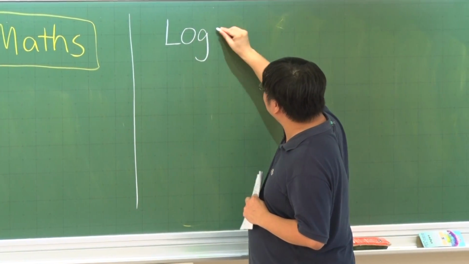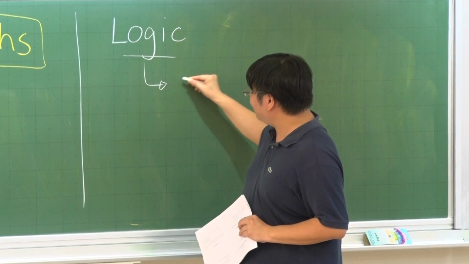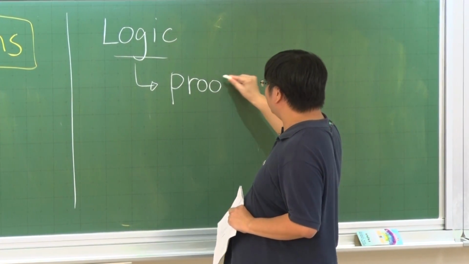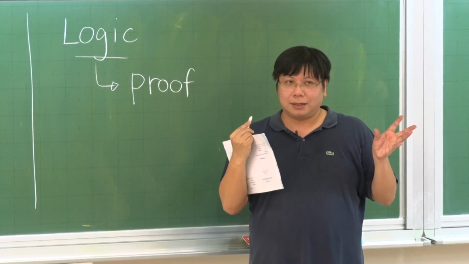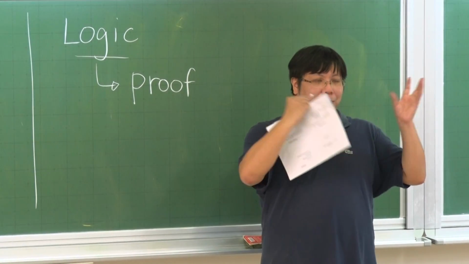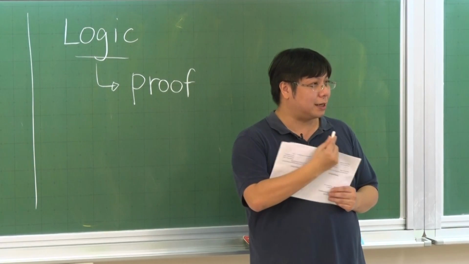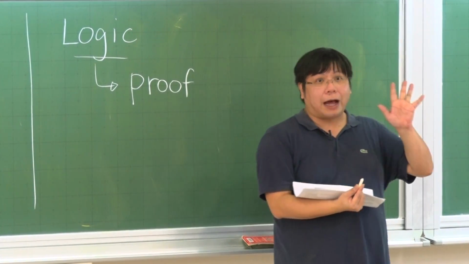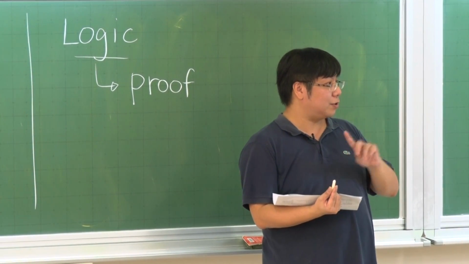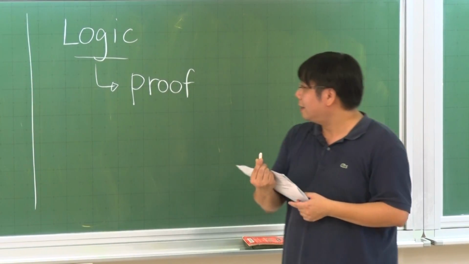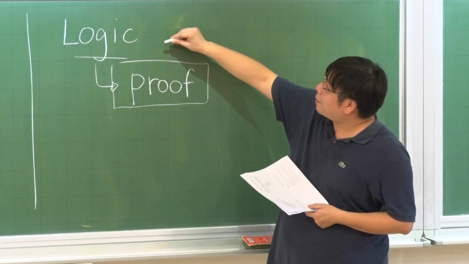So the first one is logic. Logic is the foundation of proofs. So what is a proof? A proof is something that you want to tell people, that you want to convince, you want to make people believe in you that certain thing is correct. Like using 5 colors is enough to color a map properly, so that no 2 neighboring countries are with the same color. But before we talk about proofs, we still need to understand something that is even more basic.